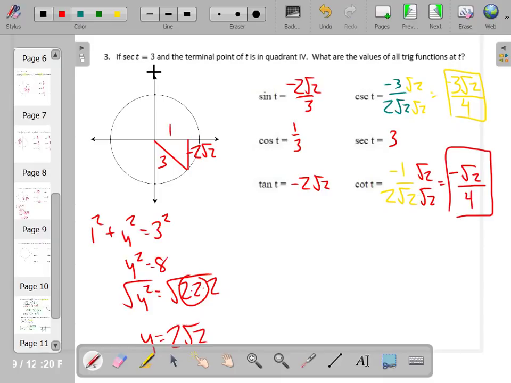So there's my cotangent. When you take the reciprocal of something that has a radical in it, you're going to have to rationalize the denominator. So just be aware, it's not that big of a deal, but something you're going to have to pay attention to. Let's try one more.